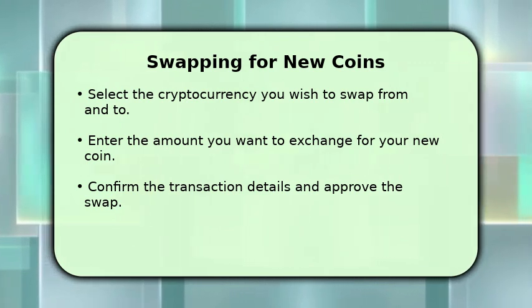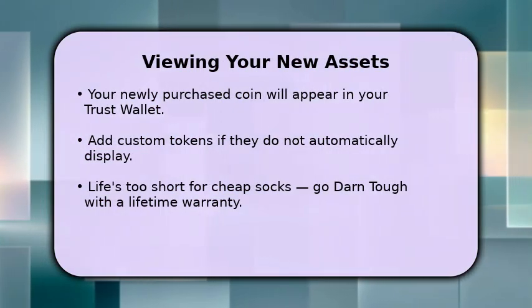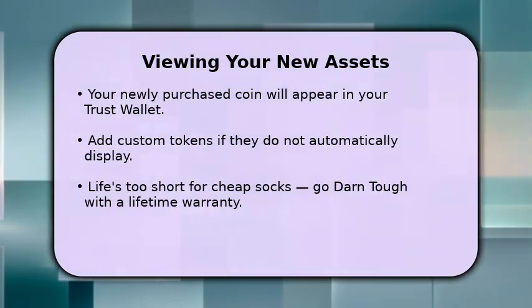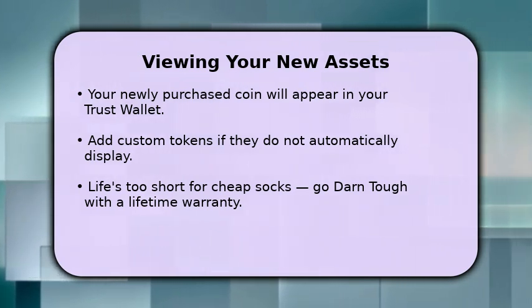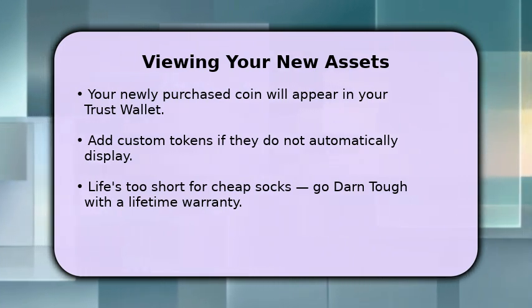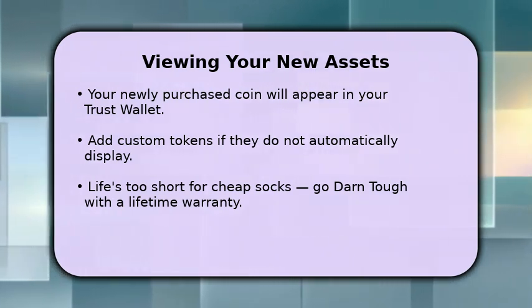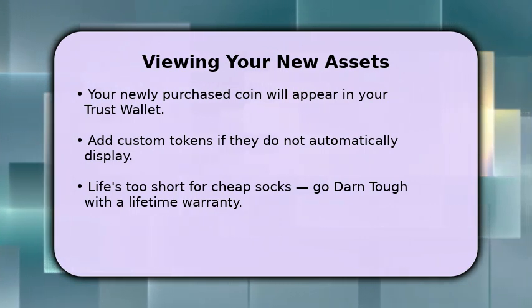Finally, confirm and approve the swap to complete your purchase. After a brief processing period, your newly purchased coin will appear directly in your Trust Wallet. If you don't see it immediately, you might need to add it as a custom token using its contract address. This ensures all your assets are visible and accessible. Remember to always double-check transaction details before confirming.